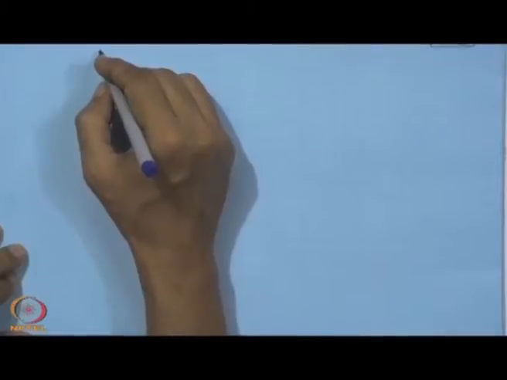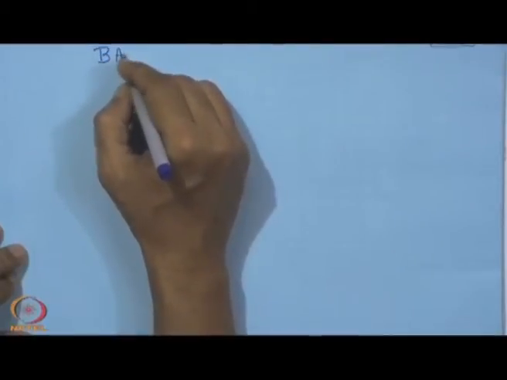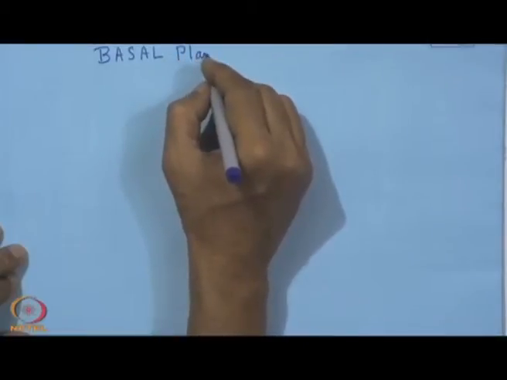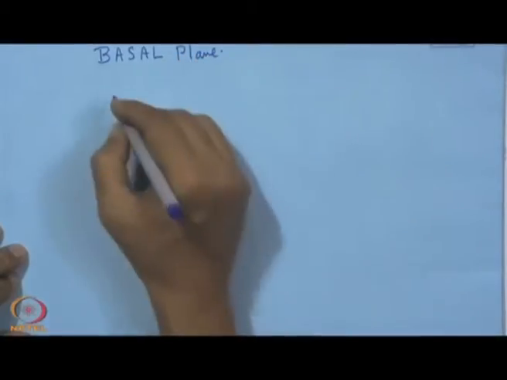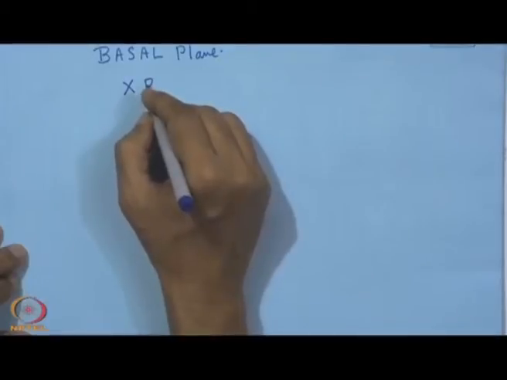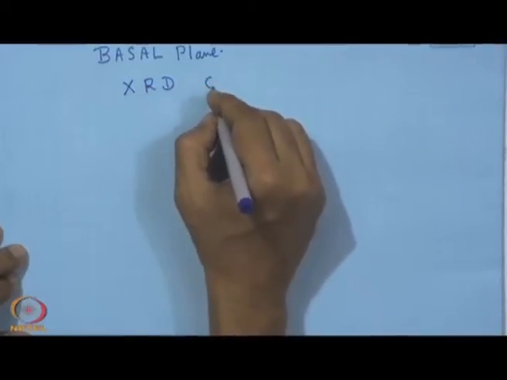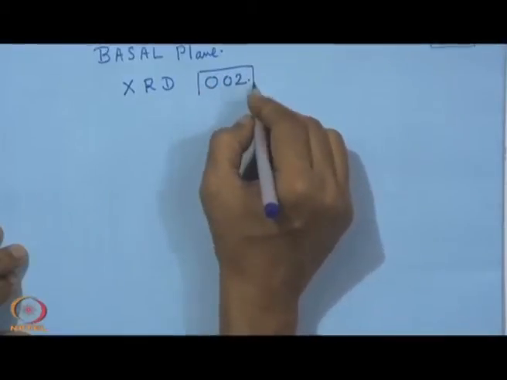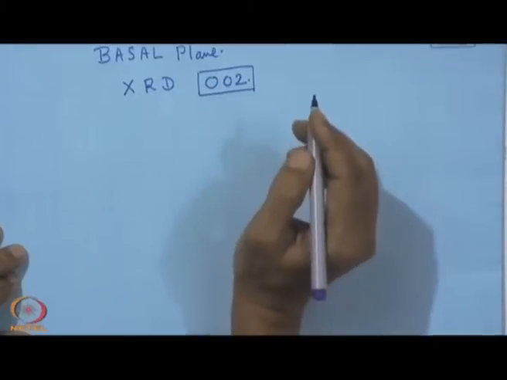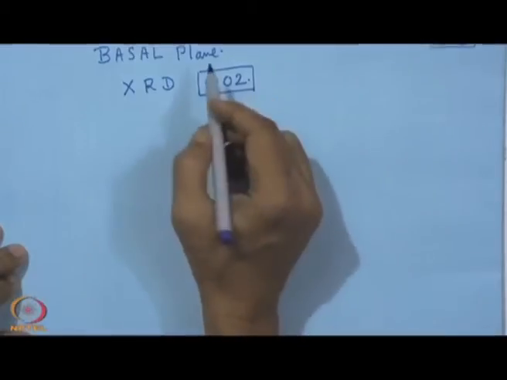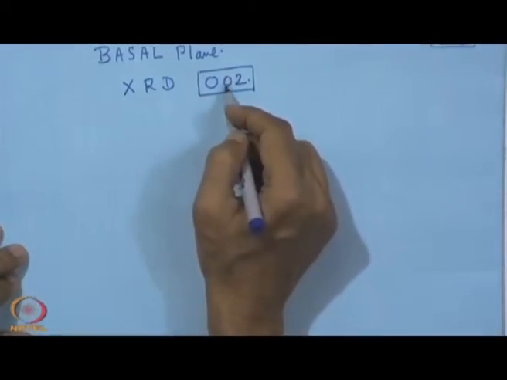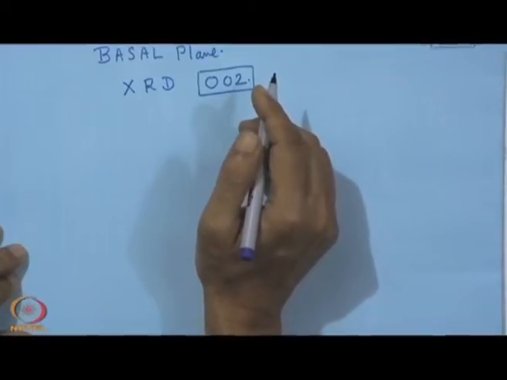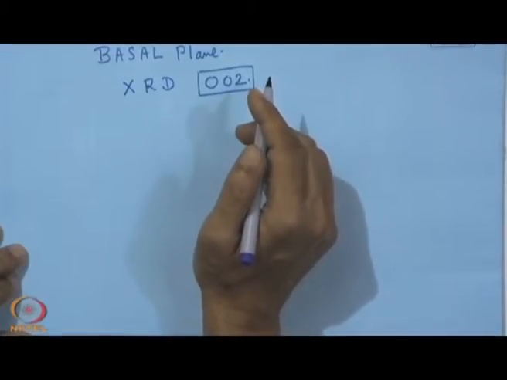So, when it is the basal plane, from the XRD, X-ray diffraction diagram, we get a peak of 002, and that is a confirmation of the existence of the basal plane, which is given by this 002 orientation, and that is parallel to the substrate surface.